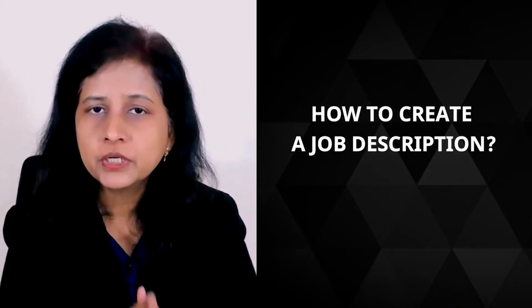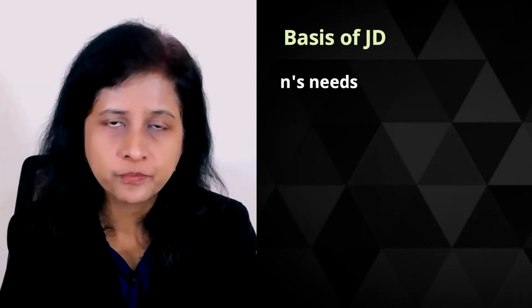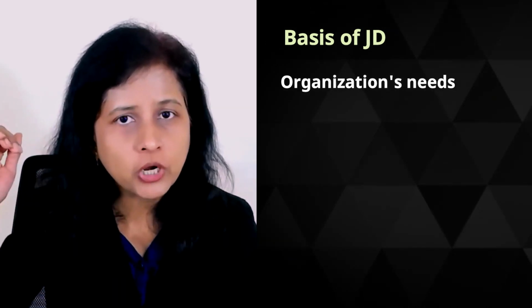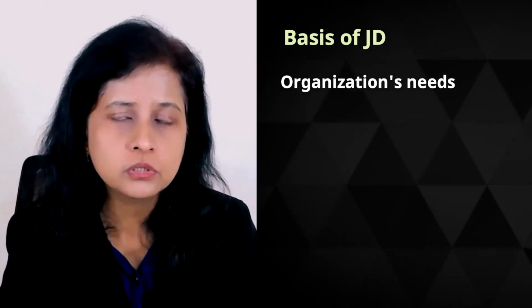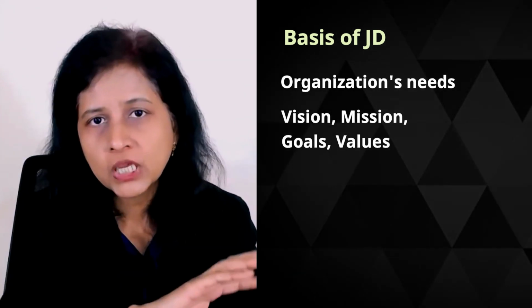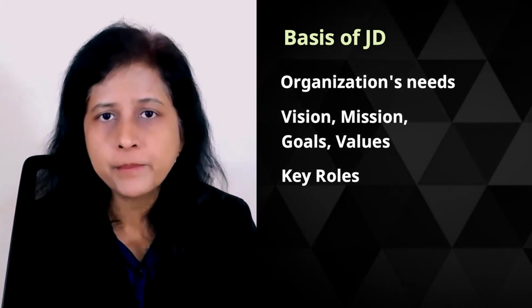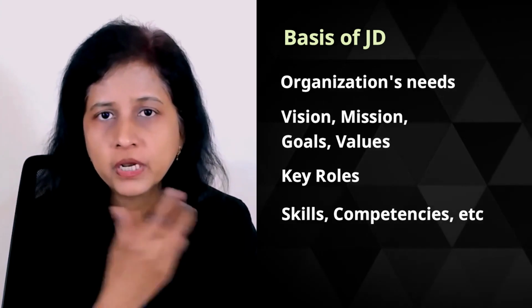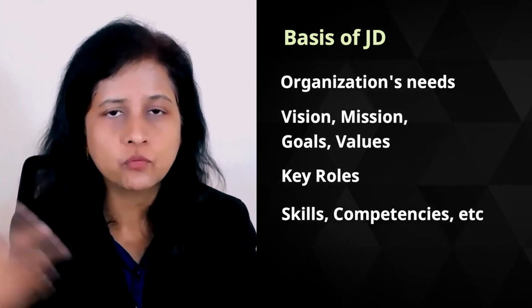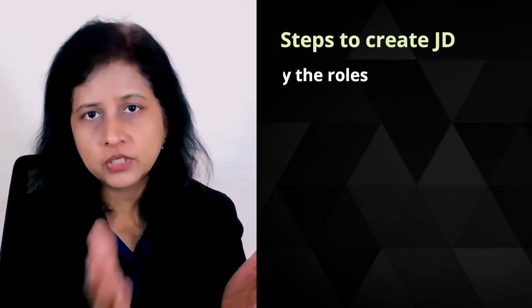The first and very important thing is to understand your organization. When a job description has to be created, it is important that it should be related to the organization's goals. So the first thing is to understand the organization's vision, mission, goals, values, all those things. Based on those things, the job descriptions of the key roles of the organization should be decided. The skills and the competencies required for all the key roles will be based on the goals of the organization, isn't it? So the first thing is to identify the roles for which you are creating the job description.